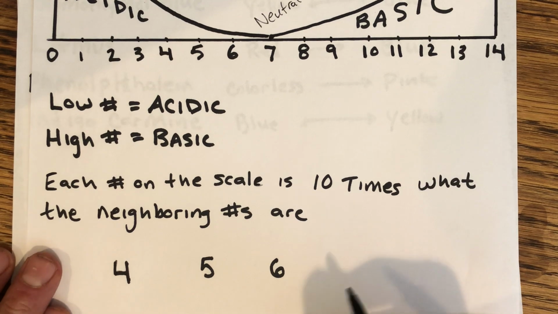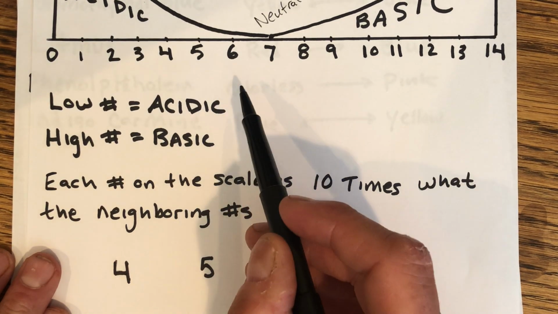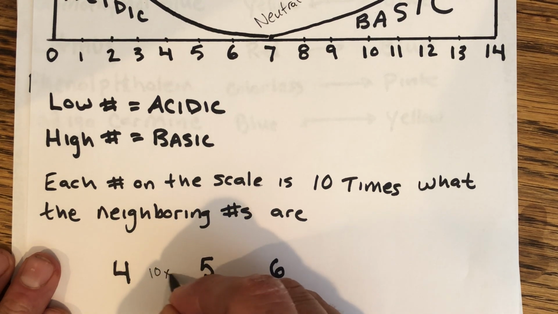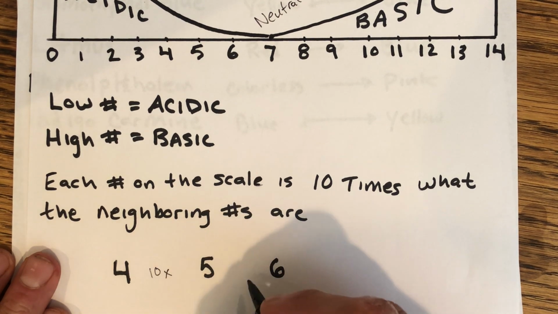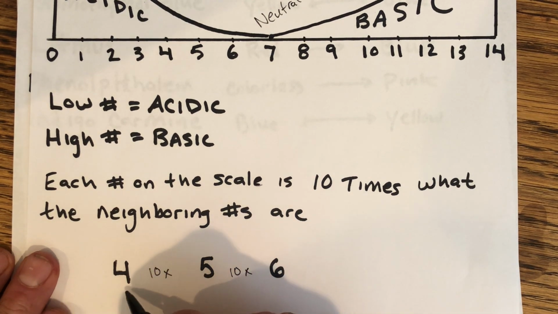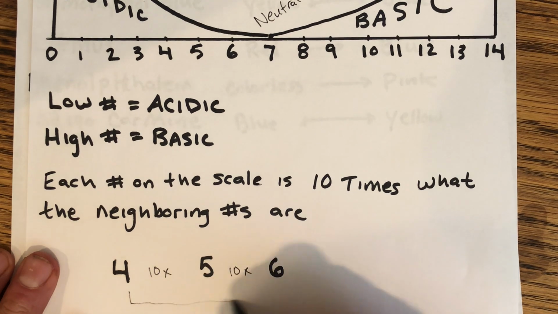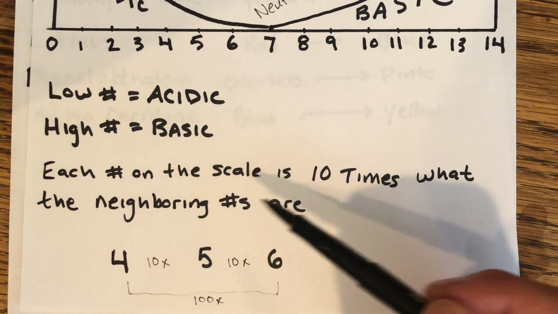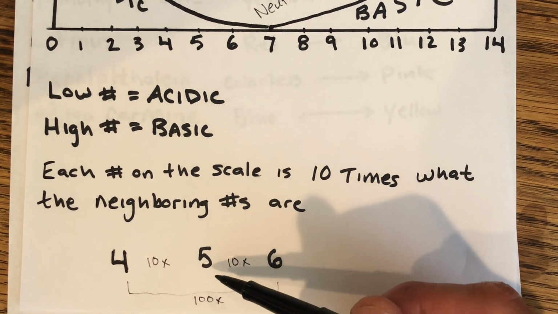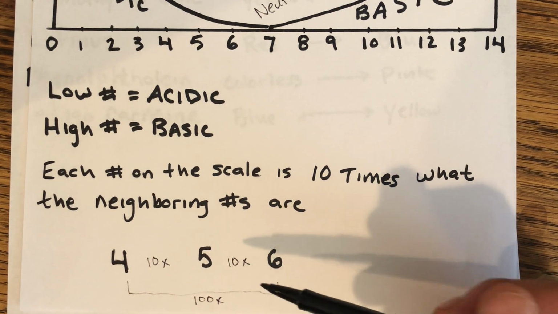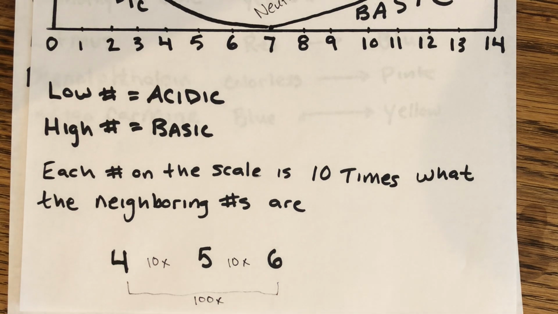So let's just pretend we're looking at this 4, 5, 6 neighborhood on the scale. 4 is actually 10 times more acidic than 5, and 5 is 10 times more acidic than 6, which means that 4 is 100 times more acidic than 6. So it's not like 5 is just a little bit more acidic. It's actually quite a bit more acidic than 6 is. So that's the way the pH scale works.